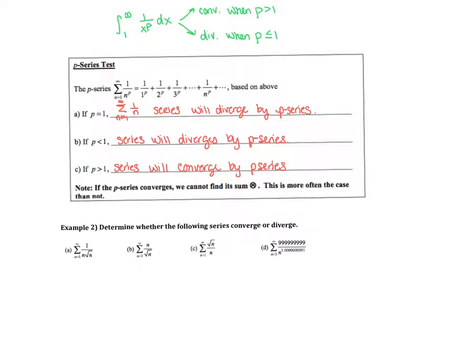Note, we cannot find the sum of the p-series. Up here with my integral, I knew that it converged to 1 over p minus 1. So the integral is going to converge to that. However, for a p-series, I do not know what it's going to converge to. I can't find its sum. And this is more often the case than not.